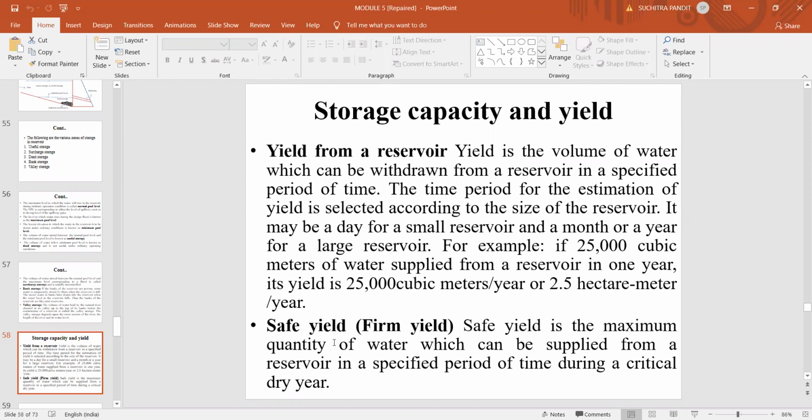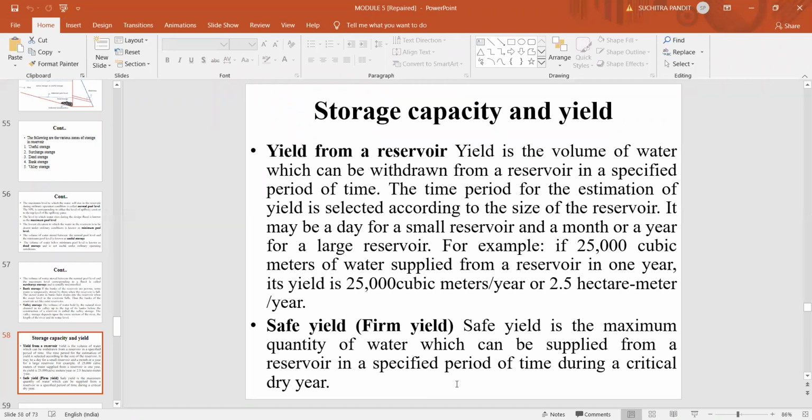Next is the safe yield, which is also called the firm yield from the reservoir. Safe yield is the maximum quantity of water which can be supplied or drawn from a reservoir in a specified period of time during a critical dry year. Suppose in some cases you have less rainfall in the monsoon season. Then the safe yield or firm yield means the quantity of water that can be supplied from a reservoir during the critical period of time, especially in the winter months and summer months.